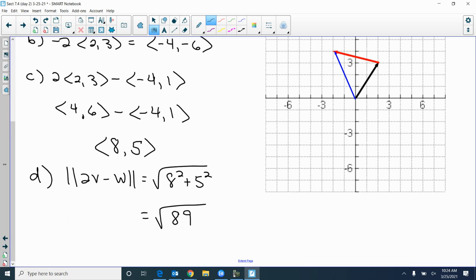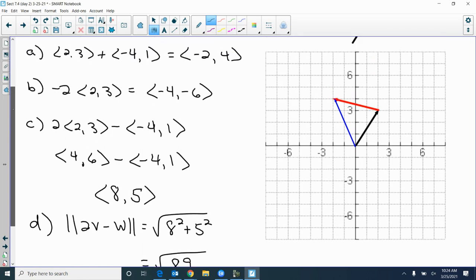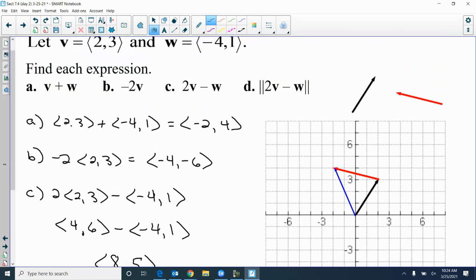Square root, what is it? Square root of 89? 64 plus 25 should be 89 for that. So now we got the algebra way. If it's a position vector, just add them like normal, subtract them like normal.